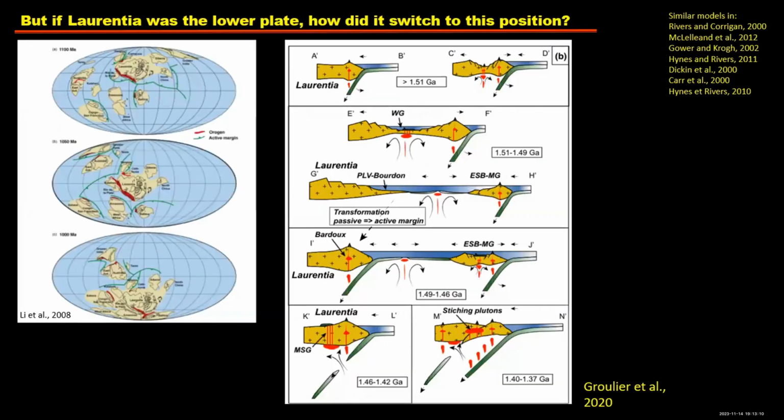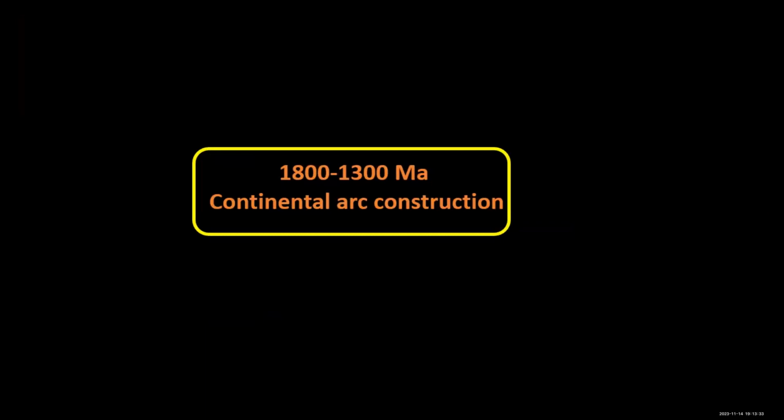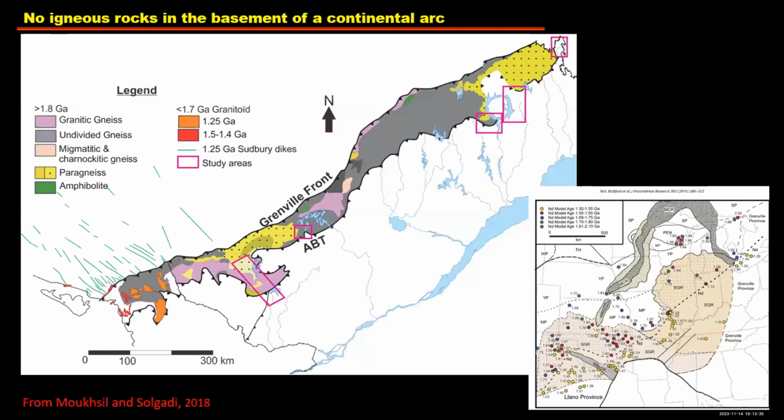So then, the model suggests that Laurentia was a continental arc for a protracted period in the Mesoproterozoic. So all the data that we presented up to now suggests that it was the lower plate instead. But how did it get there? So we have to examine the continental arc formation period to see if it holds with the facts.